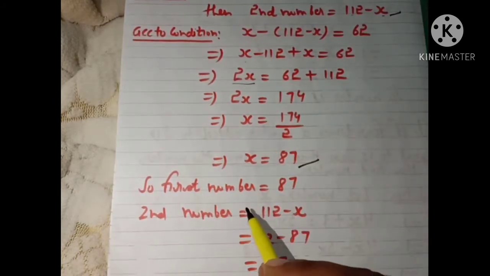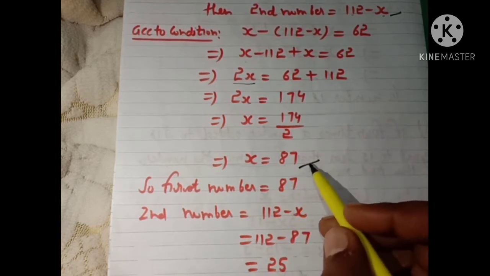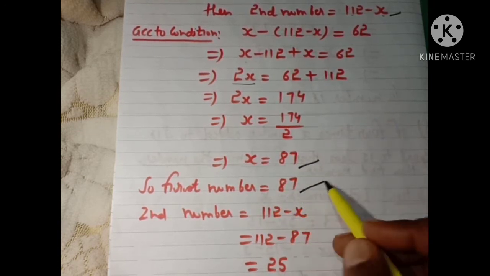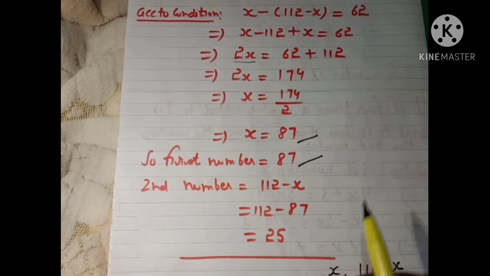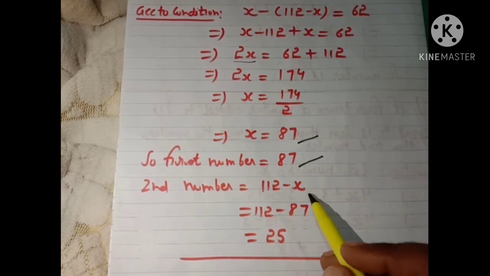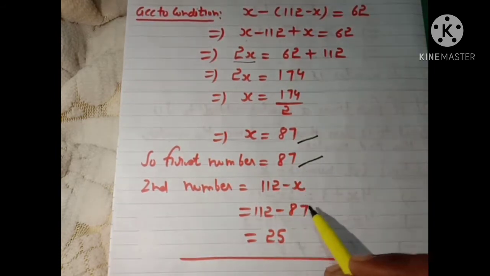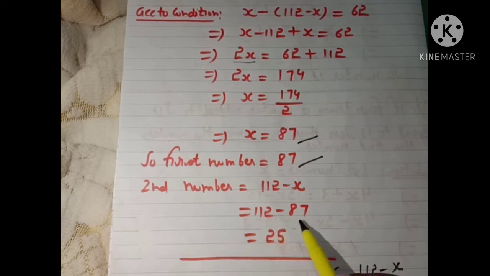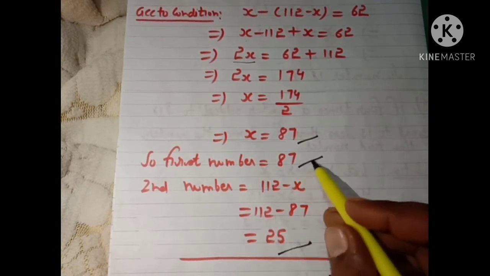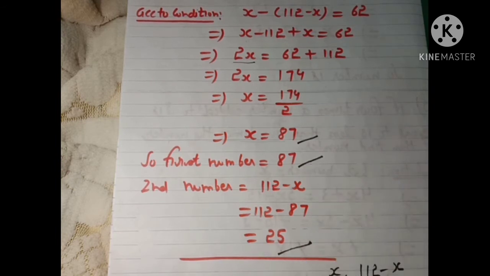So the first number was x. So the value of x is 87. So the first number is 87, and now you can see the second number was 112 minus x. So put the value of x here. So it will become 112 minus 87. It will become 25. So the first number is 87 and the second number is 25. So this is the solution.